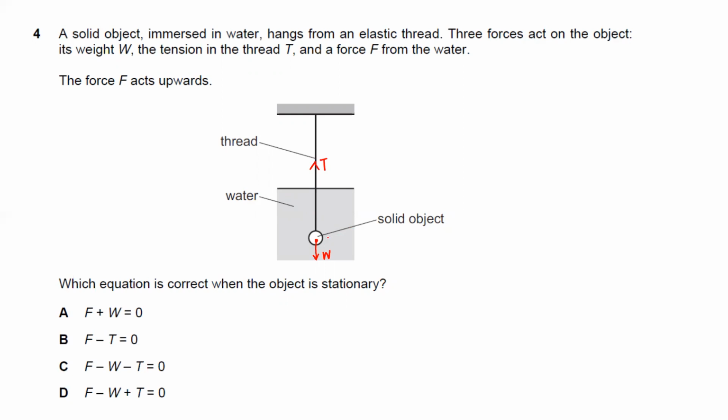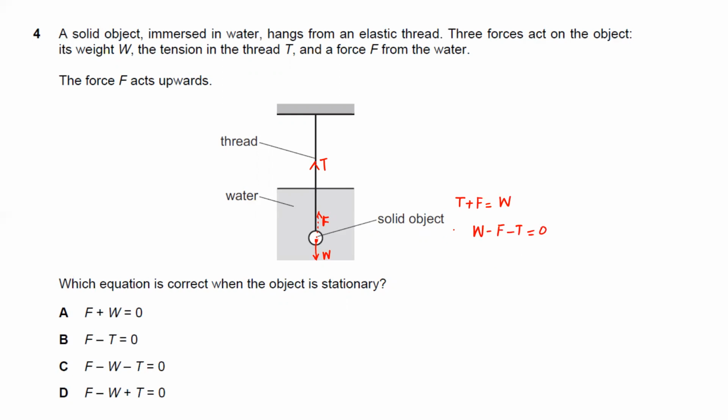And the force from the water. The force from the water will act on the object in this direction, F. The force F acts upwards. Which equation is correct when the object is stationary? So just add the forces in accordance with the vectors associated with them. So T plus F is equal to W. So we can write that W minus F minus T equals 0.